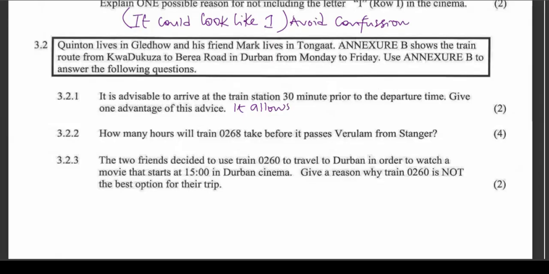It allows you to easily make decisions. For example, if the train is delayed or the train won't come, you still have time to change. There's some space to change. It's advisable to do that to avoid being late. So how many hours will train 0268 take before it passes? Let's go and look at the timetable.